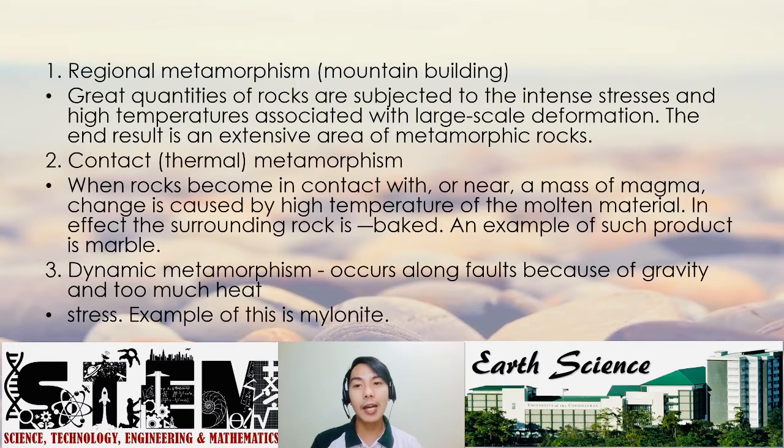But then the heat is not strong enough to melt the existing rock. Unlike in the formation of magma, where the heat is high enough that the rocks will melt into magma, for contact metamorphism the heat is just right to change the structure of the rock. And then we have dynamic metamorphism. It occurs along faults because of gravity and too much heat. So basically, dynamic metamorphism is a balance between heat and pressure.